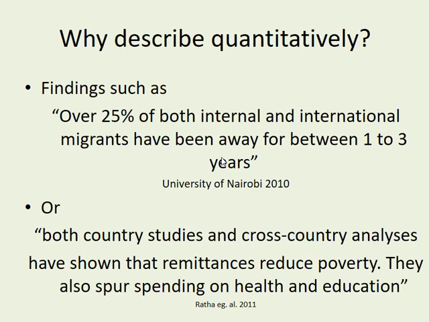In the first case, we're just interested in one particular variable, and here it's the number of years that migrants have been away in this situation. So you could call that just variable Y. That's quite simple. And the finding is that about 25% of the migrants have been away between 1 and 3 years.